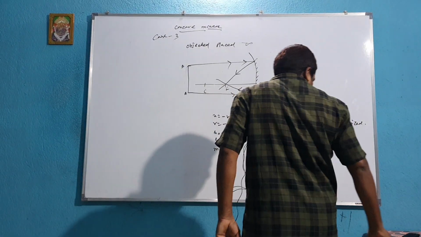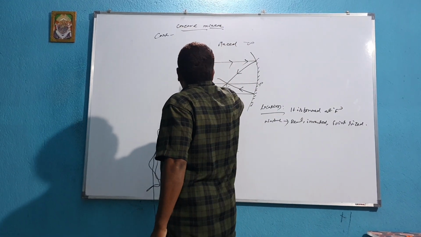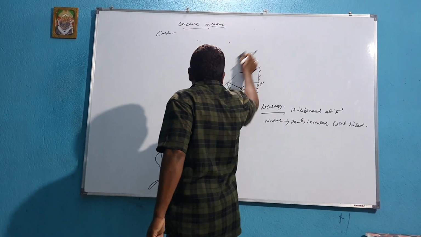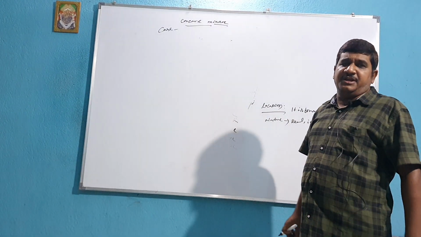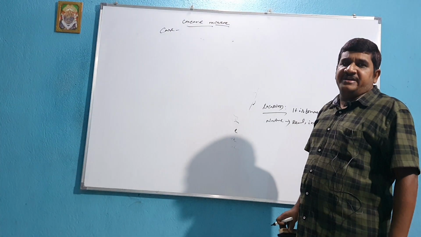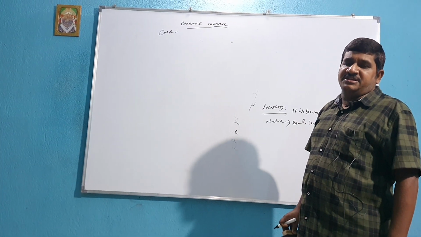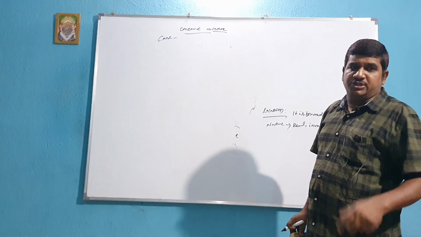Then now next comes case 4. According to the rules, when object is placed at infinity, then image is formed at focus, and when object is placed at focus, image is formed at infinity. So these are inverse to each other.